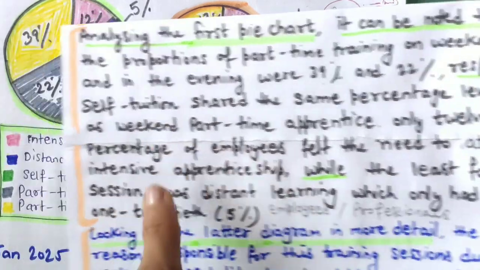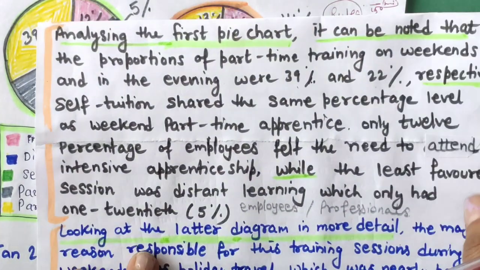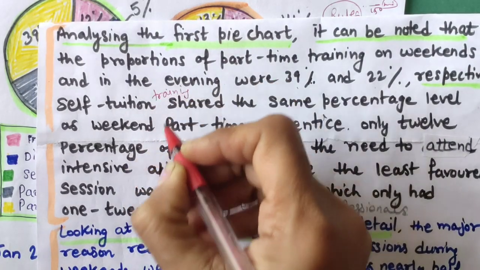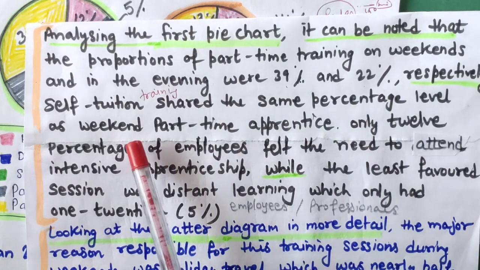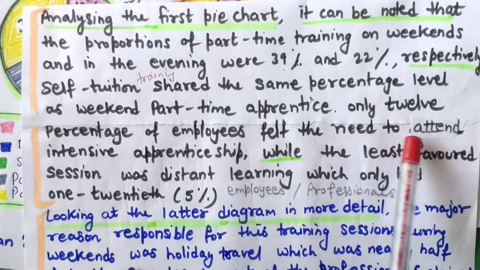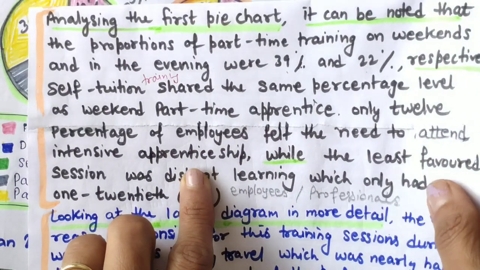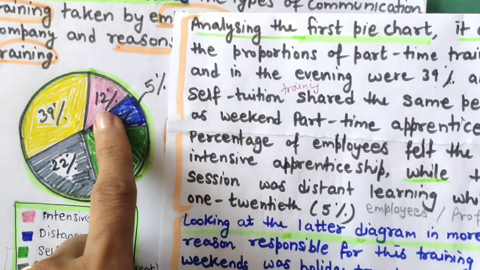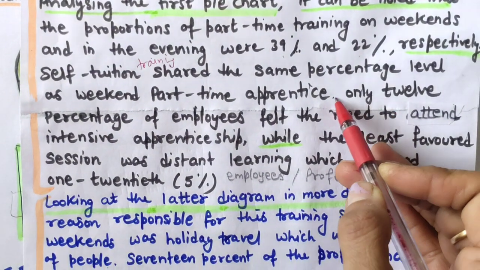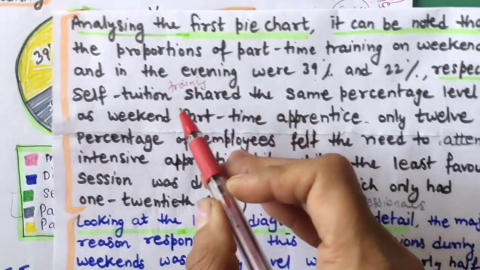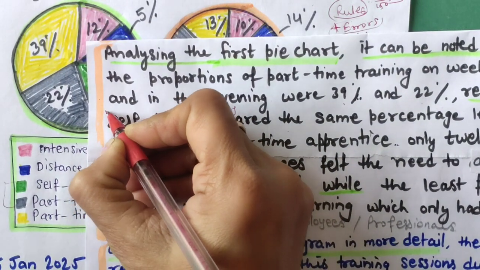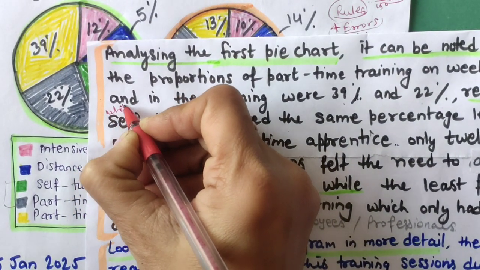Now I am going to talk about this one, self tuition. Self tuition training or apprentice shared the same percentage level as weekend part-time apprentice. Only 12% of employees felt the need to attend intensive apprenticeship. Now talking about 12%, that is intensive training. I have not written percentage for self tuition because I have written it inside here. We can write while or whereas.